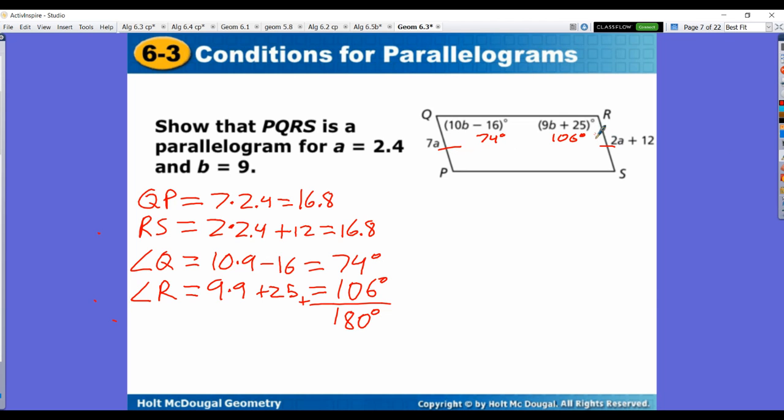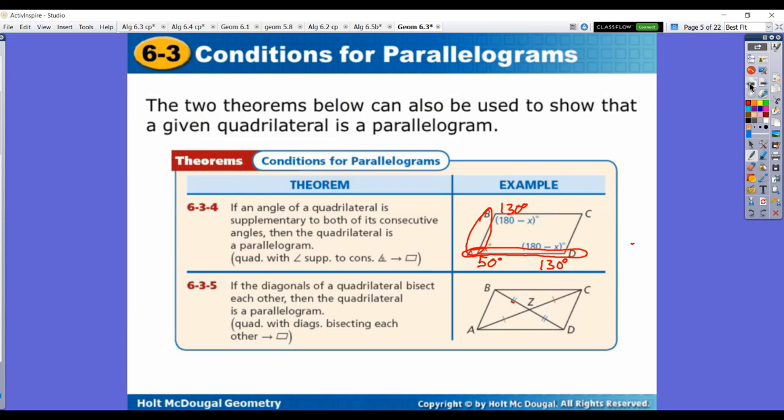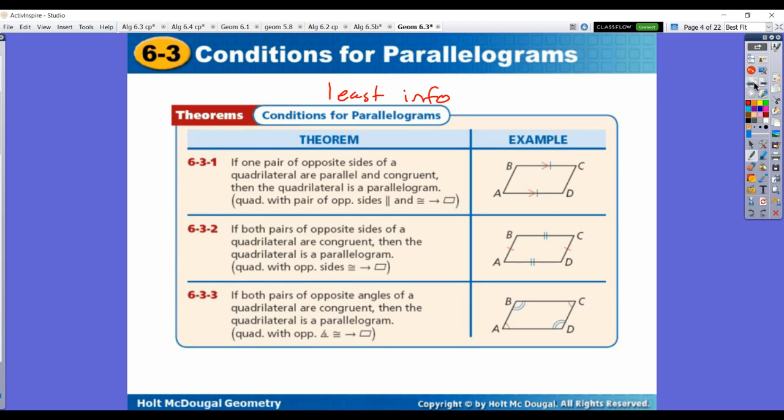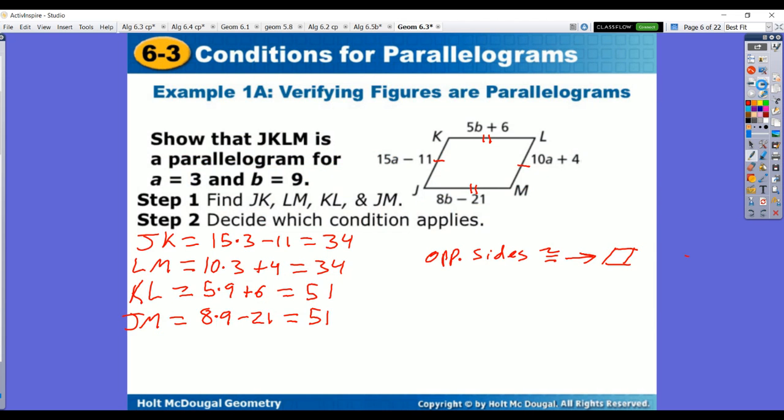We have two congruent sides and two consecutive angles next to each other that are supplementary. If we flip back and take a look at our theorems, this one doesn't apply. This one's pretty close, but we would actually need 3 numbers for angles to use this one. If you look at each of these, none of these actually apply, which sometimes happens. So let's figure out what we have to do next.